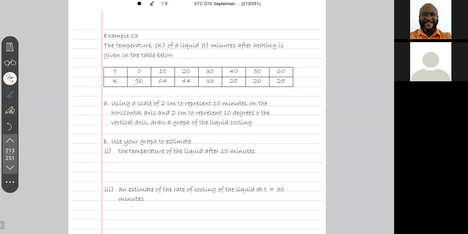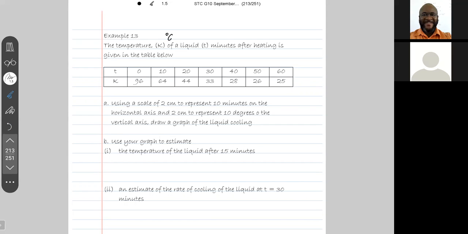All right, so example 13, this is the last example on the graphs. Example 13 says the temperature K of a liquid T minutes after heating is given in the table below. I think we could probably say K is in degrees Celsius.